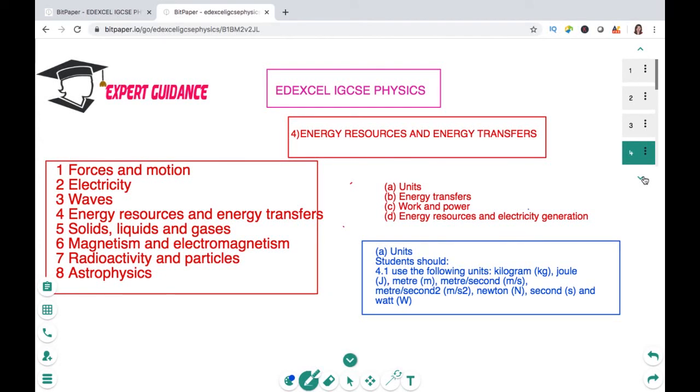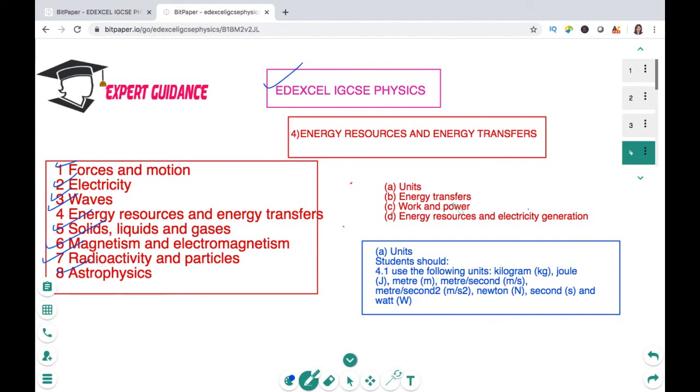Today in this video, we'll be covering the topic of energy resources and energy transfer of EDEXCEL IGCSE Physics. Just to remind you, for your IGCSE Physics paper, you need to cover 8 topics: forces and motion, electricity, waves, energy resources, solids, liquids and gases, magnetism and electromagnetism, radioactivity and astrophysics. And this video is focused on energy resources.